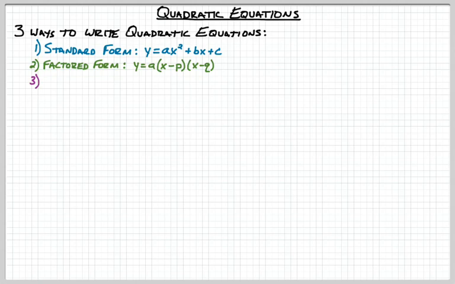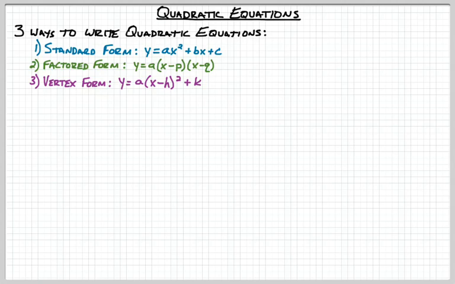And the third one is more common in upper mathematics, but if you're first learning quadratics, you may not be familiar with this one. It's called the vertex form, and the vertex form is when you say y equals a times x minus h squared plus k. Each of these has a unique bit of information that will tell you about the graph of the quadratic.